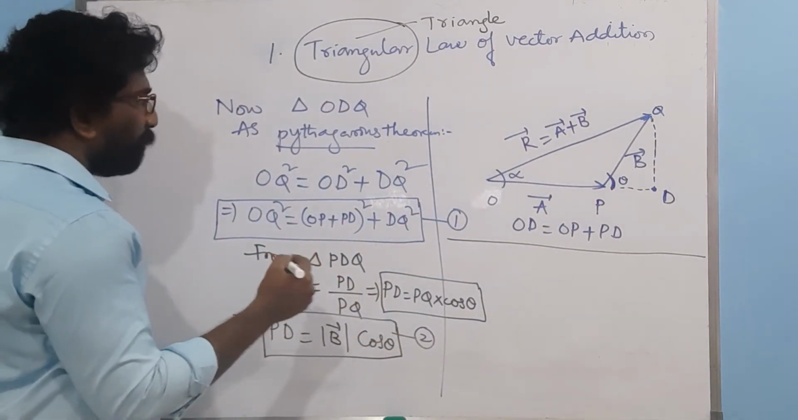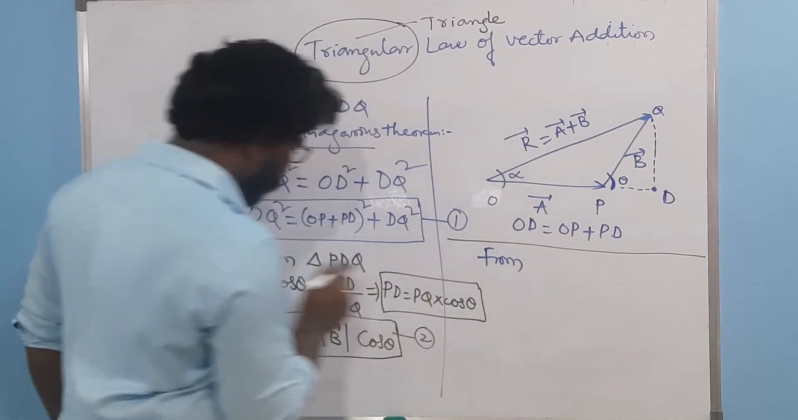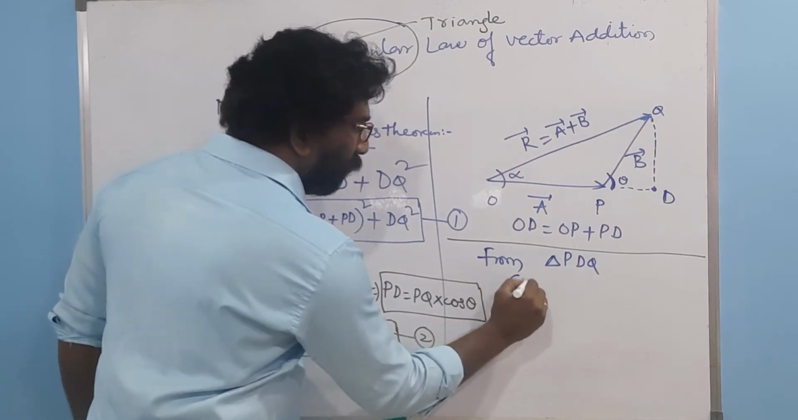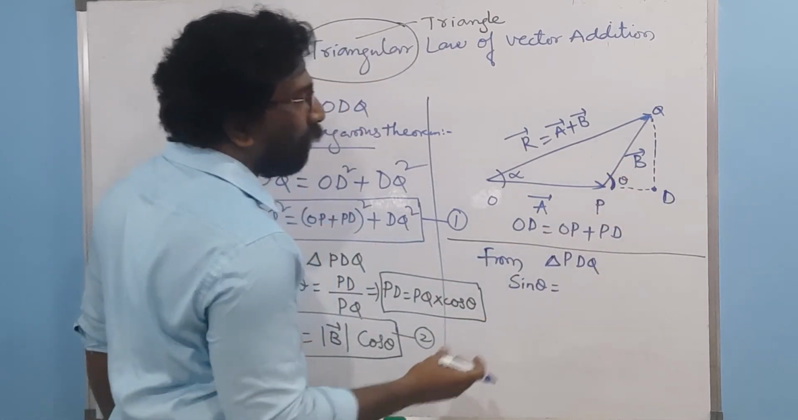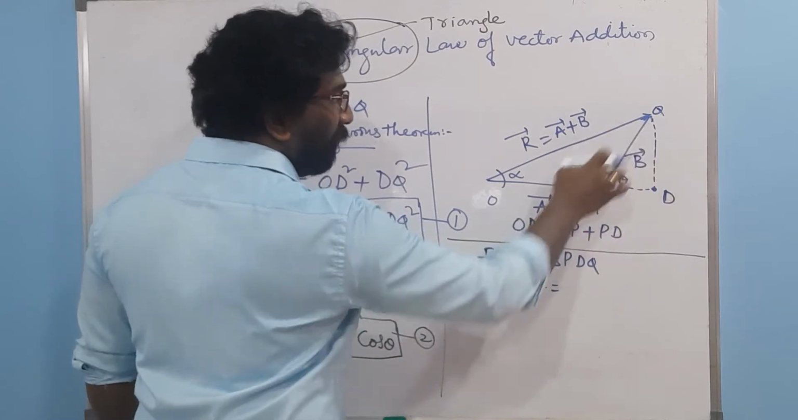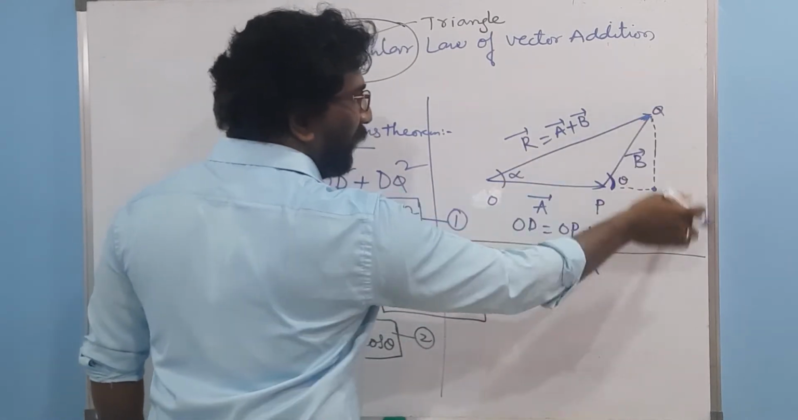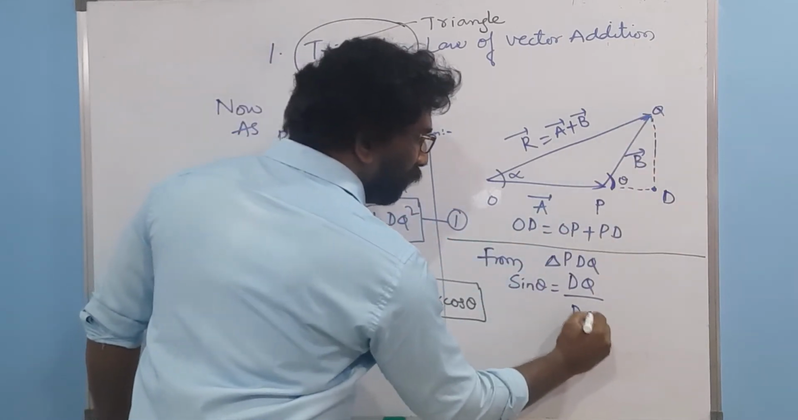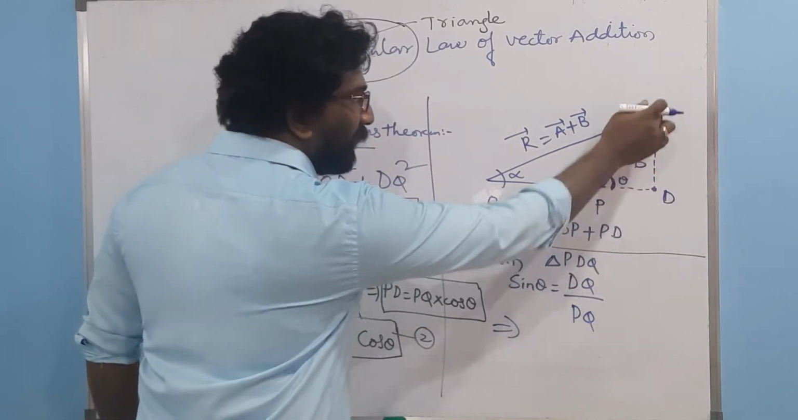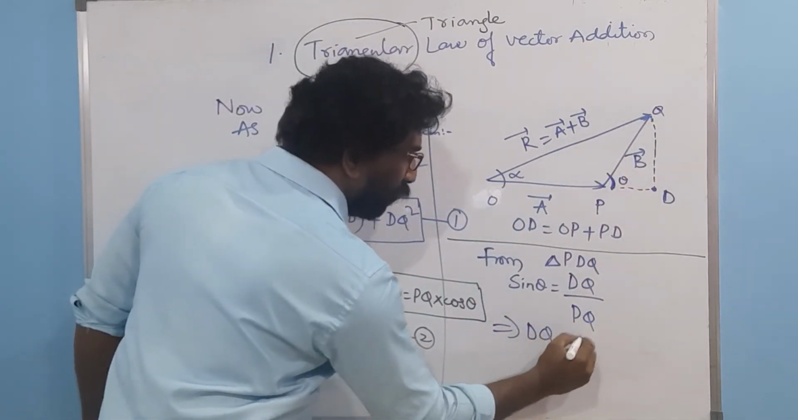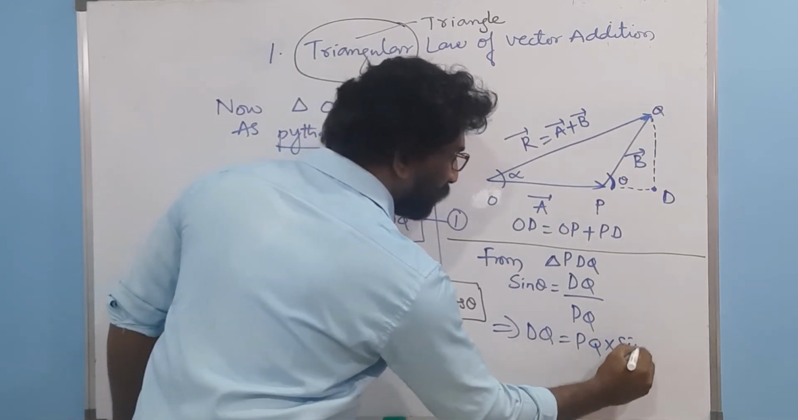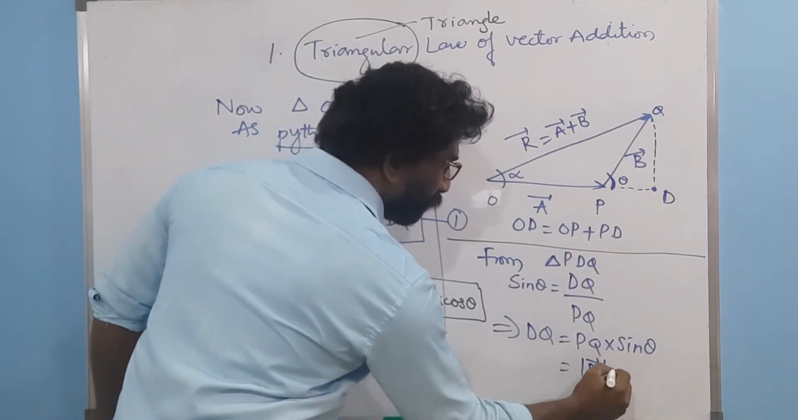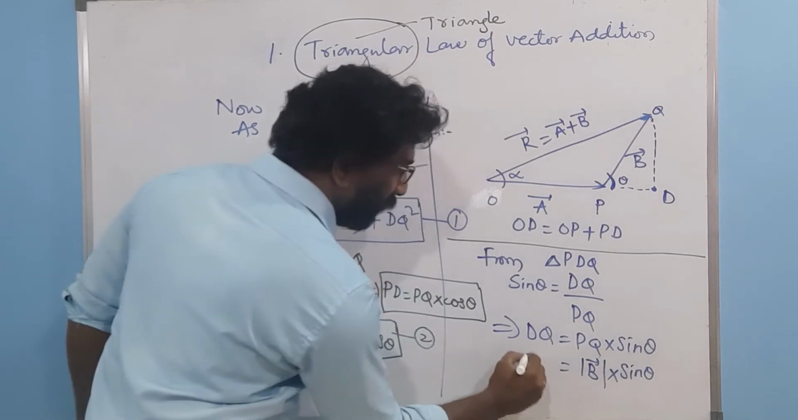Then again from the same triangle PDQ, sin theta. What is sin theta? Sin theta is equal to opposite side by hypotenuse. The opposite side is DQ, so DQ over hypotenuse PQ. So DQ is equal to PQ into sin theta. What is your PQ? PQ is magnitude of B vector, mod B, so DQ equals mod B into sin theta.